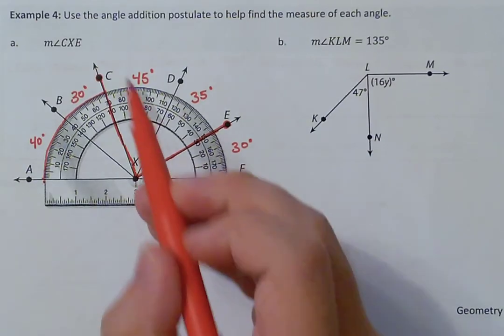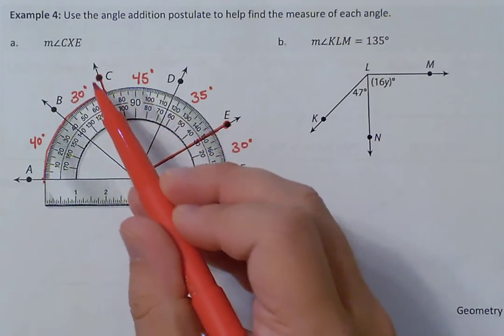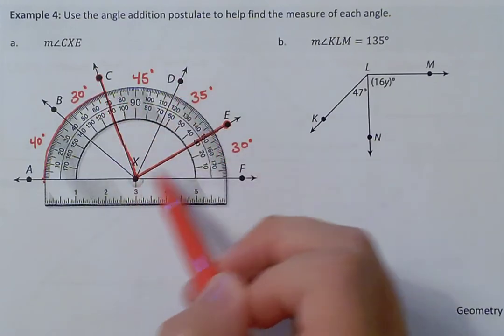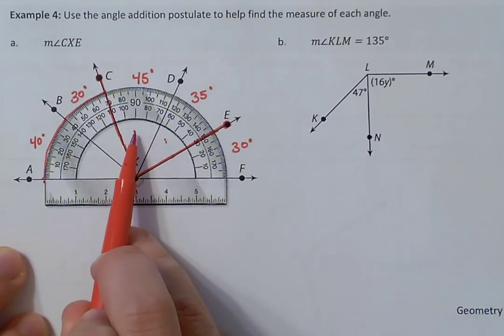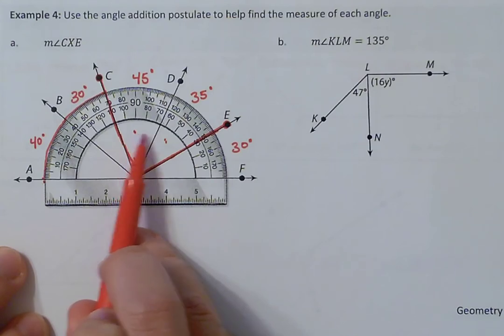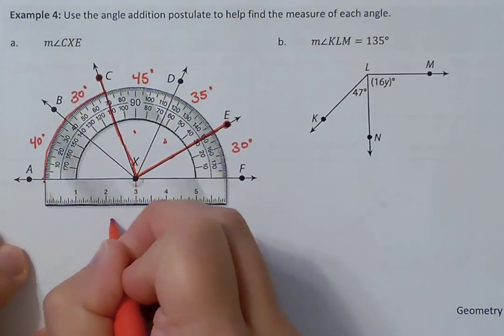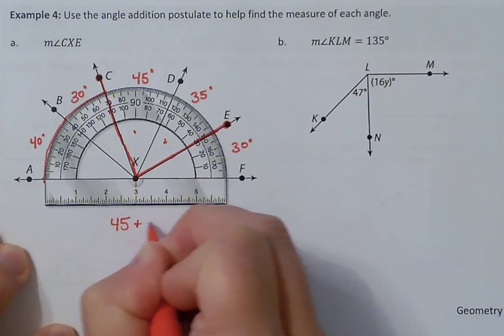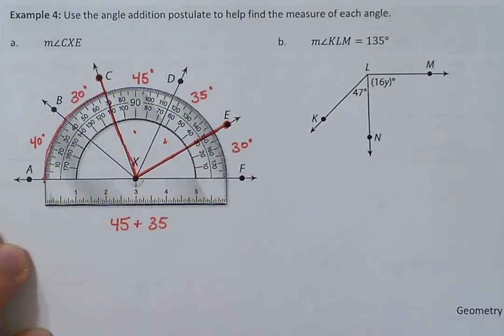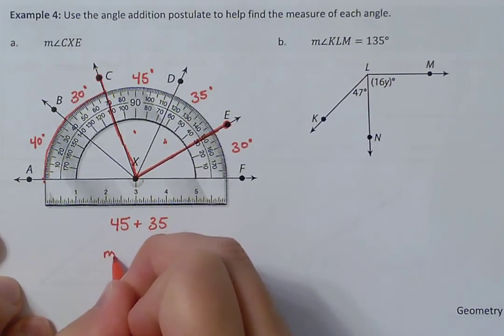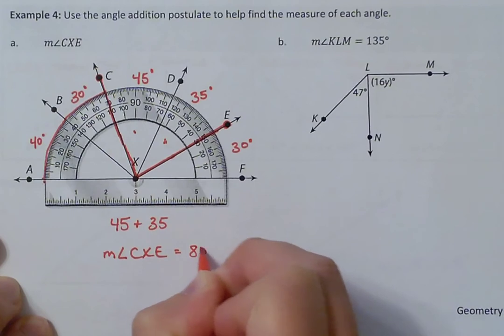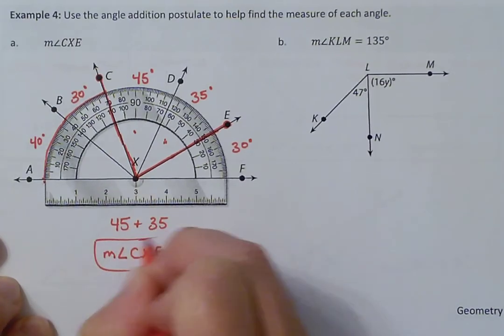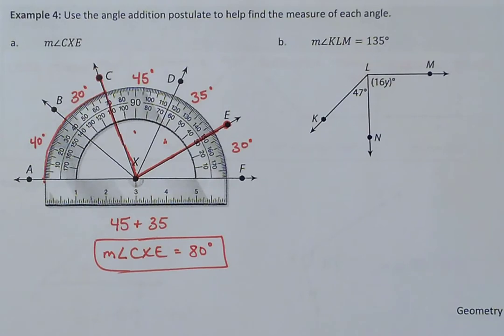Now, if we're talking about CXE, CXE is made up of CXD and DXE. So it's these two parts, and I know the measure of this part is 45 degrees, and the measure of this part is 35. So the whole thing is going to be 45 plus 35, which means, if I add them, the measure of angle CXE equals 80 degrees. Be sure to put the degree symbol on it.